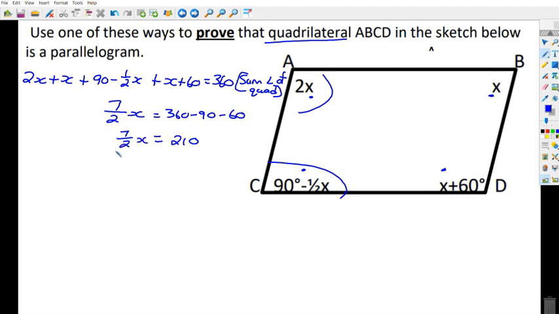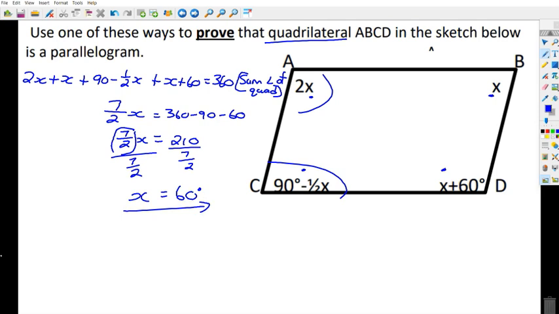And when I'm finding x, what do I have to do? I divide both sides by whatever's in front here. So I'm going to divide by 7 over 2, and I'm going to divide by 7 over 2, and that should give you 60 degrees. x is equal to 60. So now I know what x is.